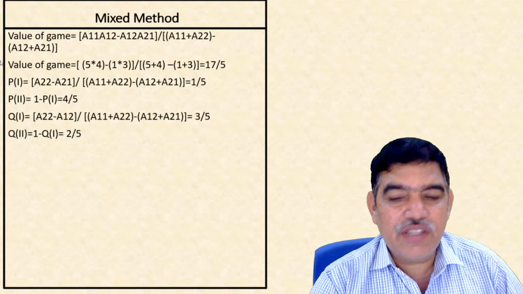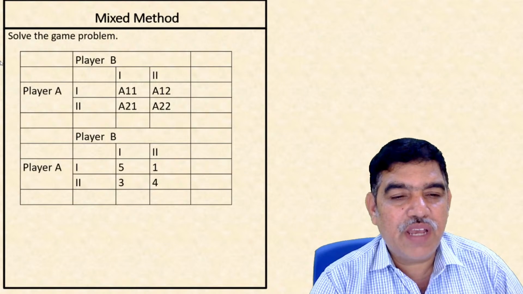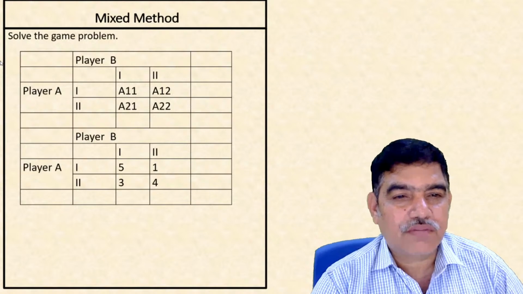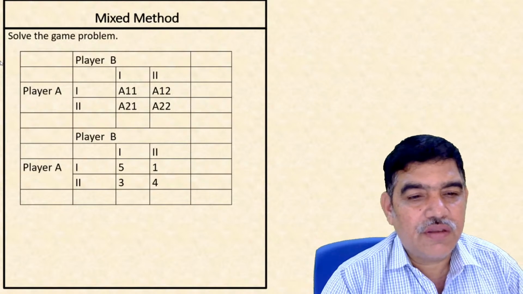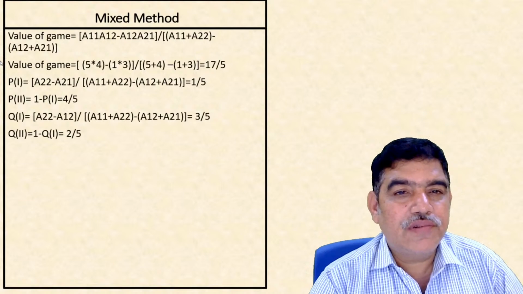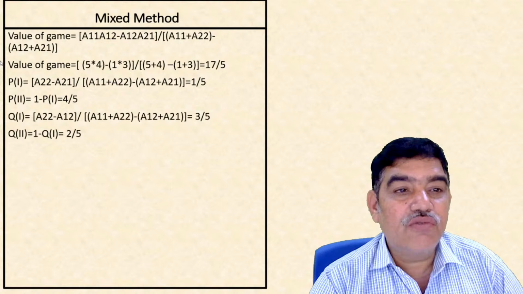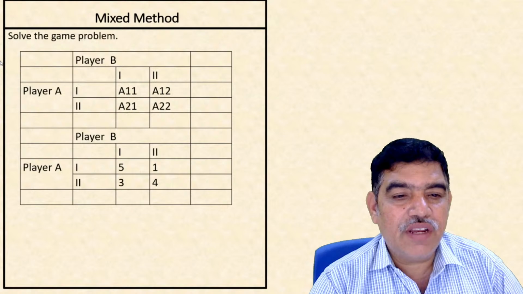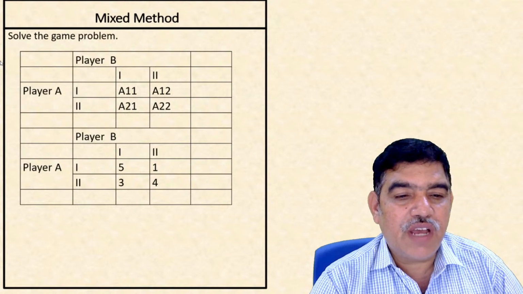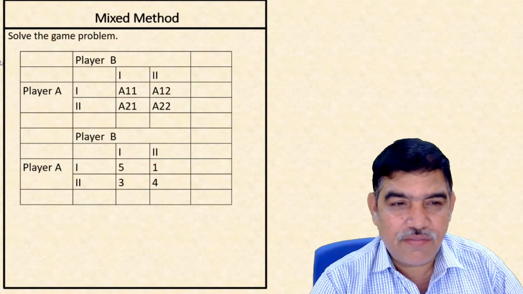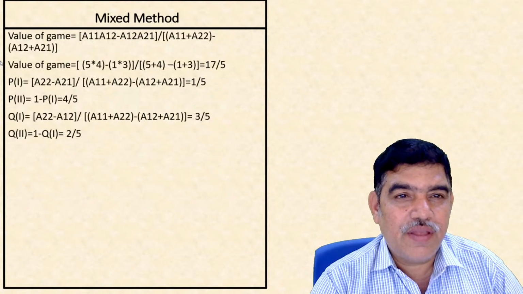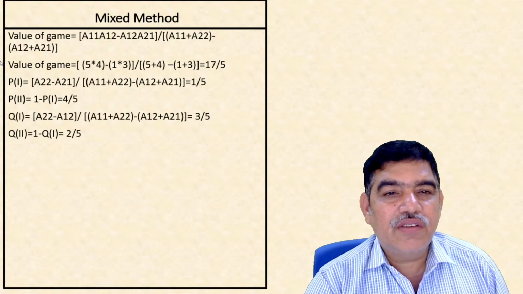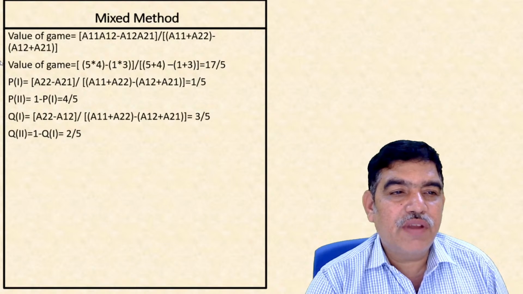So what is the A11 value? A11 value is 5. What is the A22 value? That is 4. That is 5 into 4 minus 1 into 3, cross multiplication, 5 into 4, 1 into 3, divided by 5 plus 4 minus 1 plus 3. That is 17 by 5. That is the value of game.